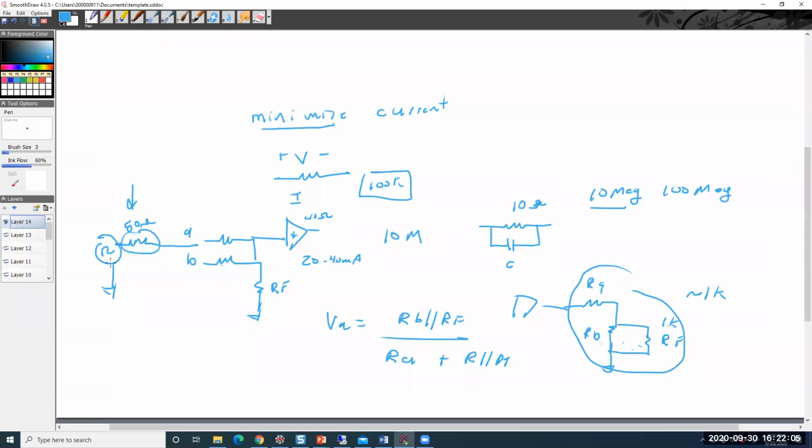What's your question? When you talk about minimize current, is that current the bias current, or is it something else that we're trying to minimize? I heard your question, I'm thinking.